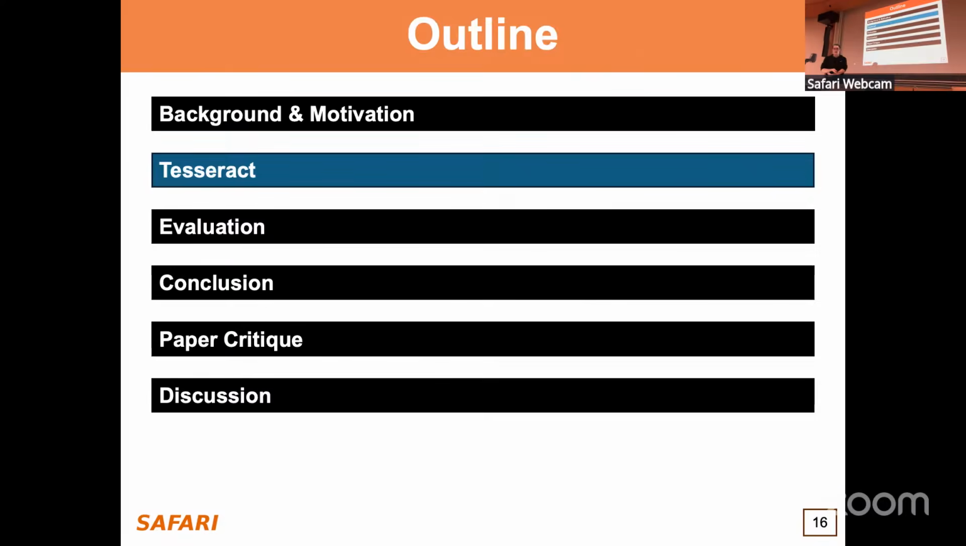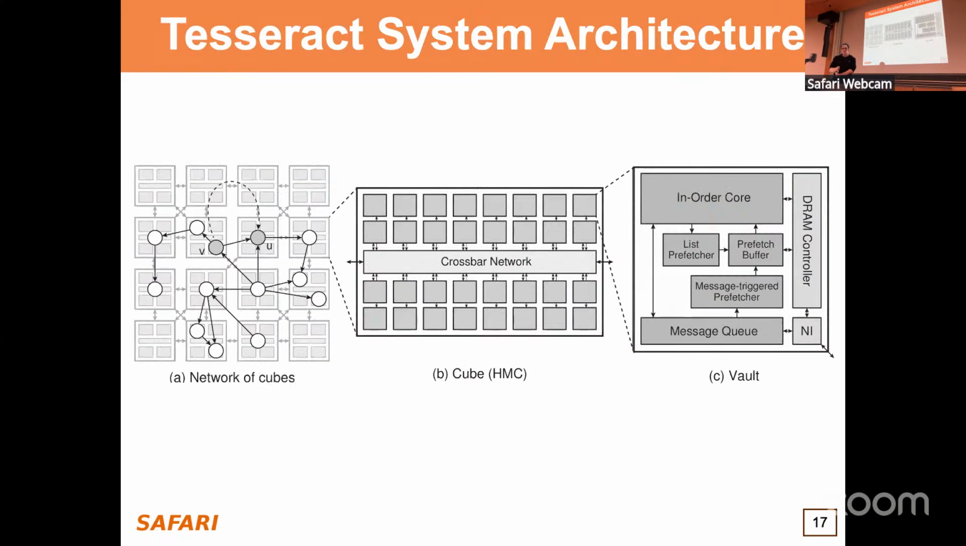So coming to the design of the Tesseract itself, this is a rough overview. On the right, we have the vaults. I will come to this later on what exactly is going on in there. Then in the middle, we have the cube, which consists of 32 vaults and a crossbar network, which connects the vaults with each other and other hybrid memory cubes. And then on the left, we have the network of all of these hybrid memory cubes, which will communicate with each other in the end.